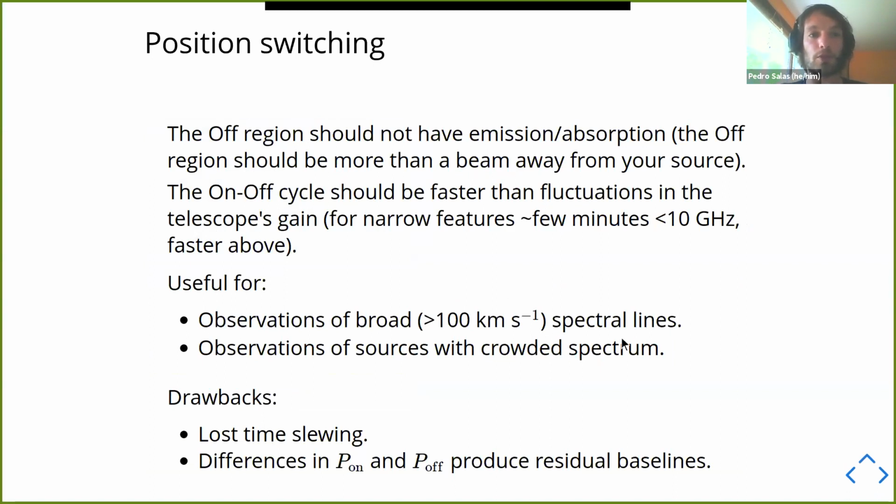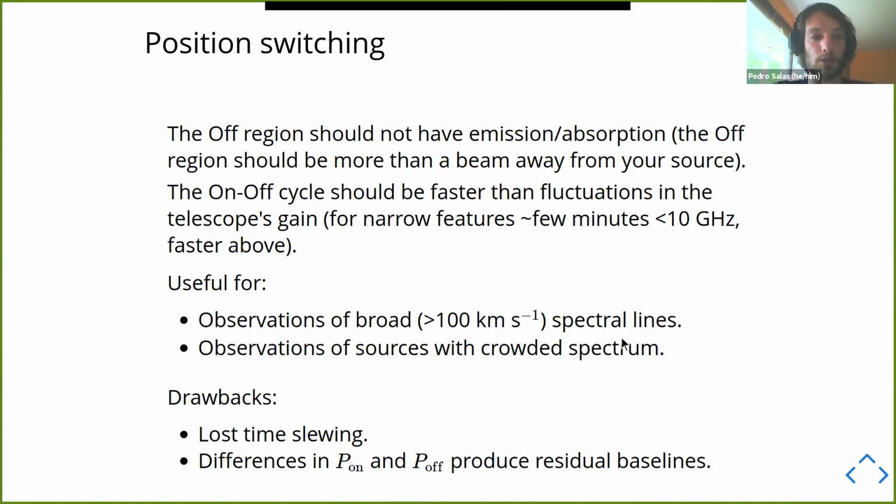In terms of position switching, like I mentioned, the off region should not have emission or absorption if you're looking at lines. And if you're moving the whole thing, particularly at low frequencies, you do want the off position to be at least one beam away from the on position, so you're not subtracting the same thing from your source.